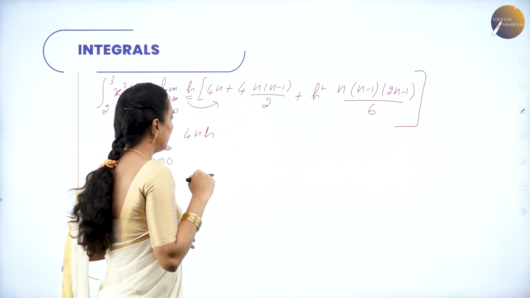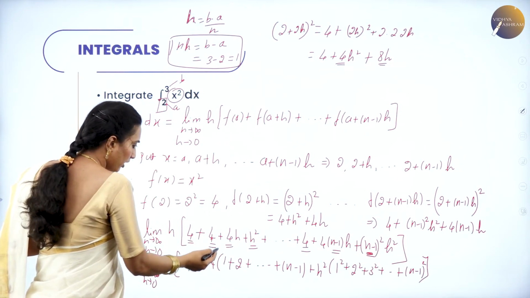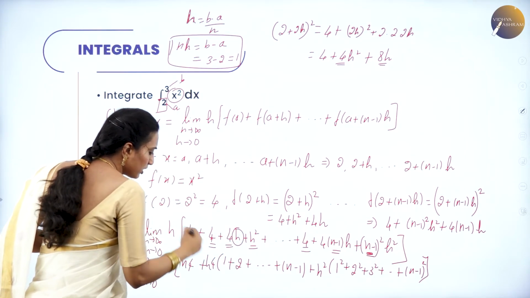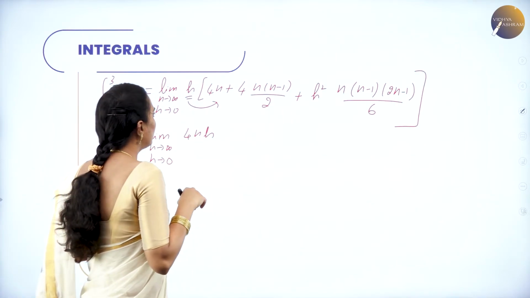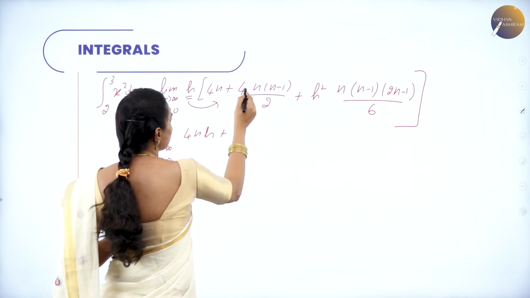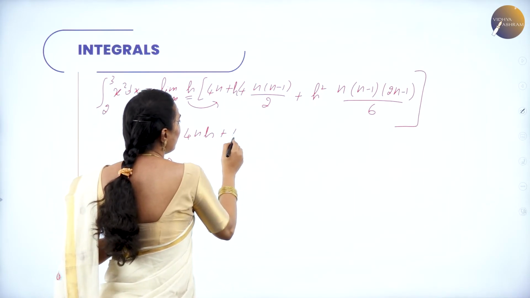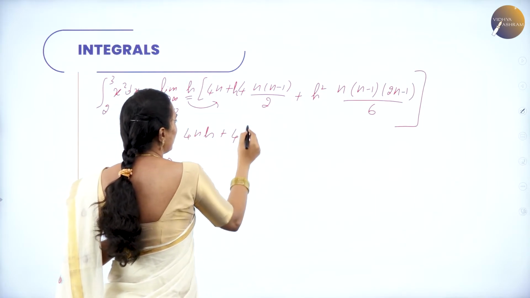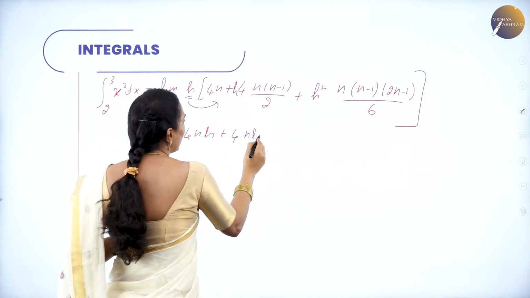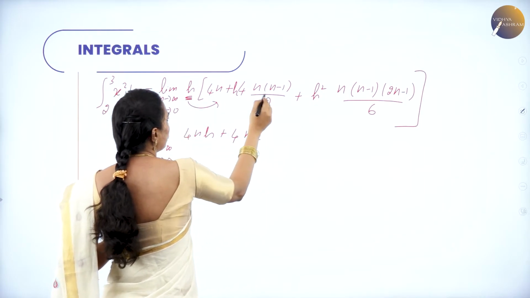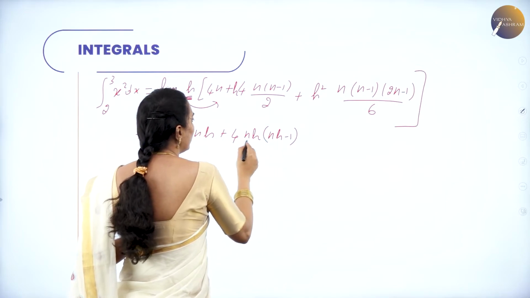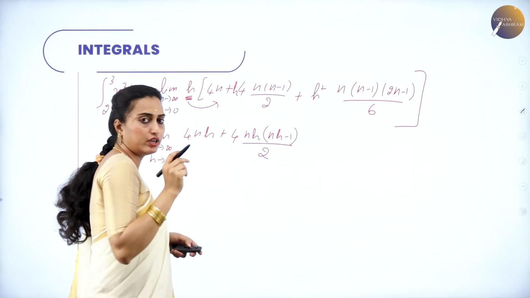So therefore you are getting, so sorry, here 4h is there. I forgot to write. See, 4h is there. 4h only I have to take common. Then you can have 4 plus here h will be included. So 4h into h. See, this h I am going to multiply with n, 4nh, and this h I am going to multiply with this one. So nh minus 1, okay, divided by 2. I hope you are getting this one.